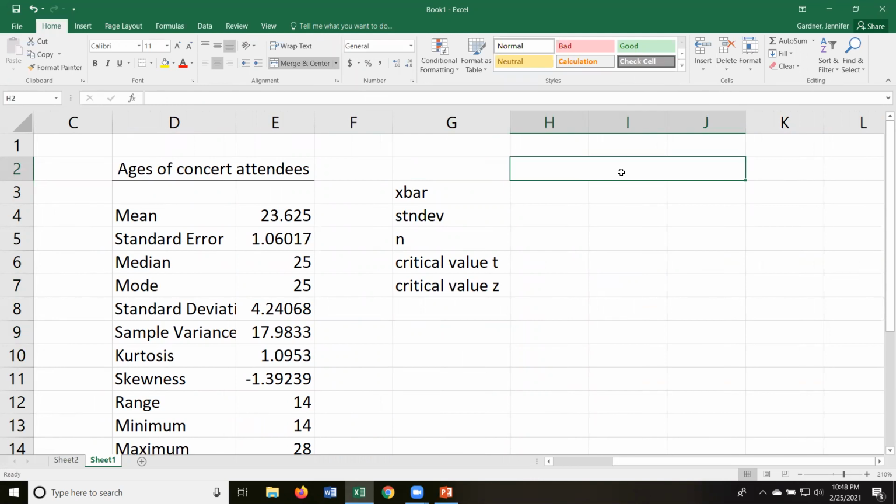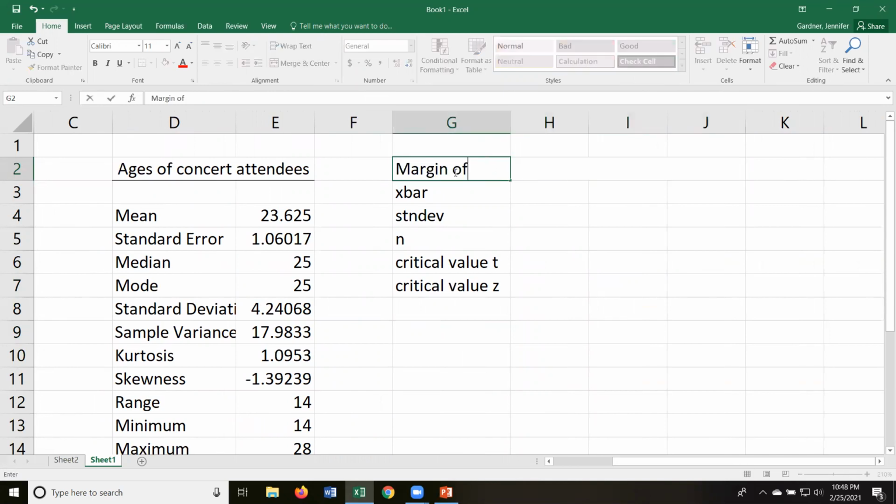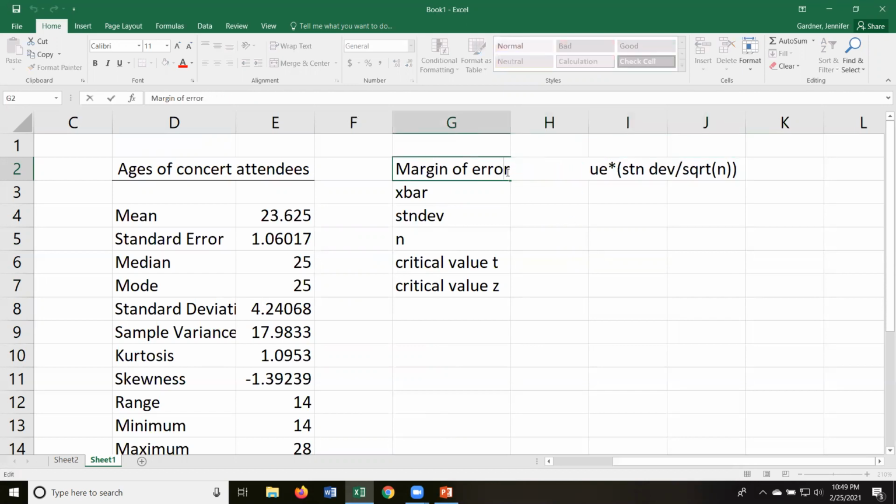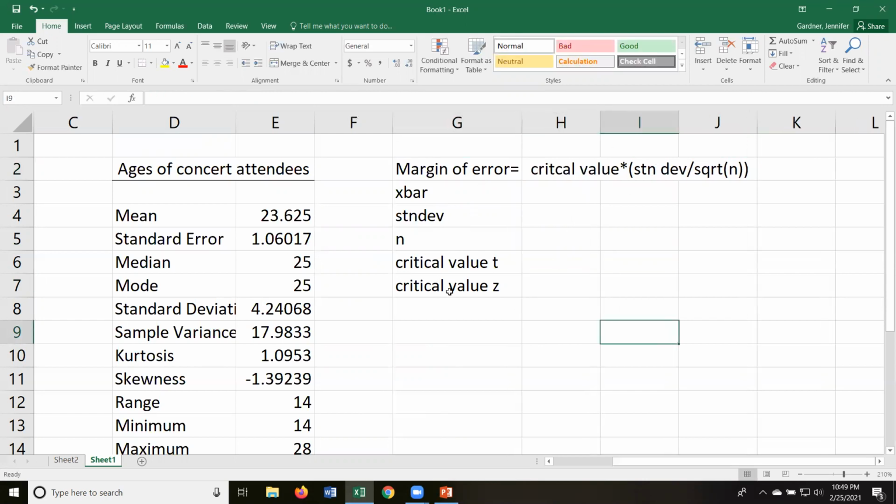I'm going to write the formula for the margin of error. So this will be the margin of error, because the margin of error is going to equal the critical value times standard deviation divided by the square root of n. So this is the formula I need to do for a margin of error. And to do that, I have to first put the values in. So those are the different things I need, and we'll figure that out.